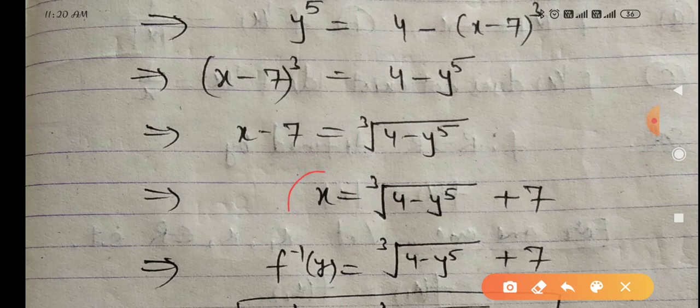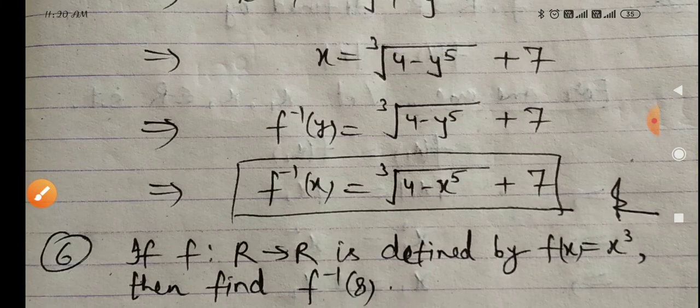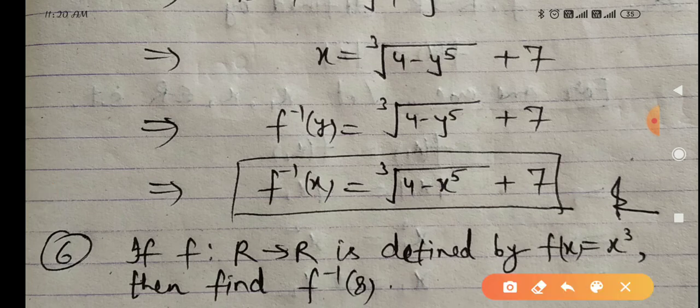Now replace this x with f inverse y, as you have done in the previous question. So f inverse y equals cube root of (4 - y^5) plus 7. Now in place of y on both the sides you put x. So f inverse x equals cube root of (4 - x^5) plus 7, which is the final inverse. So like this you can find inverse.